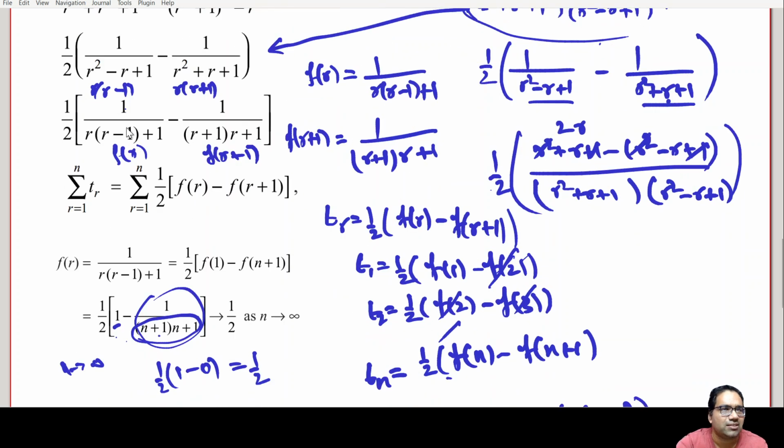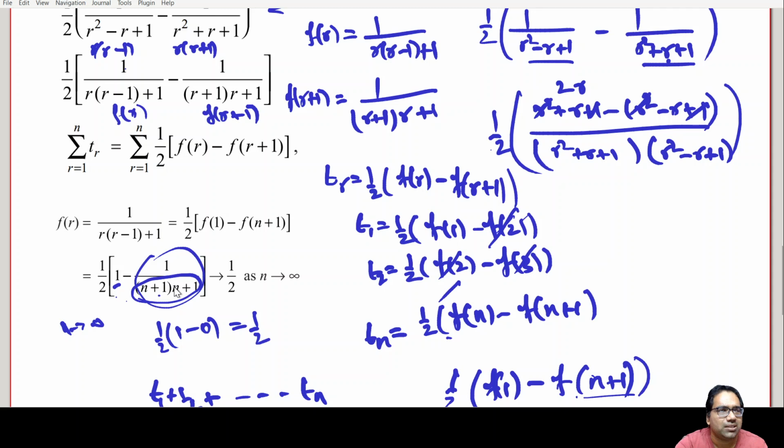The very first one is actually 1, because in 1 by 1 into (1 minus 1) plus 1, this part is 0. The very first term is actually 1 and the very last term is 1 by n into (n+1) plus 1. Now, we want this n to tend to infinity. Obviously, this part will become 0. We'll be left with only half.